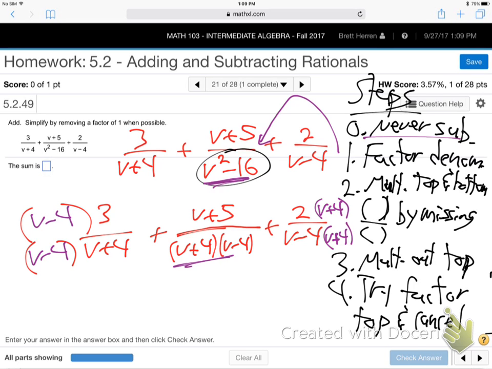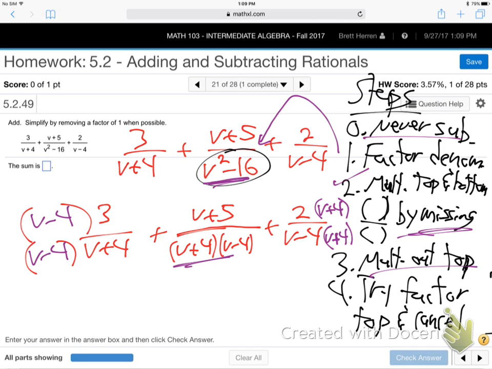Notice with me that we've done it. We've made all three denominators the same, haven't we? They all have a V minus 4, V plus 4. It doesn't matter what order. They all have the same two things, don't they? We've made them the same by giving them what they're missing. Is that good? All right, so that's step 2. Make denominators the same, give them what they're missing.